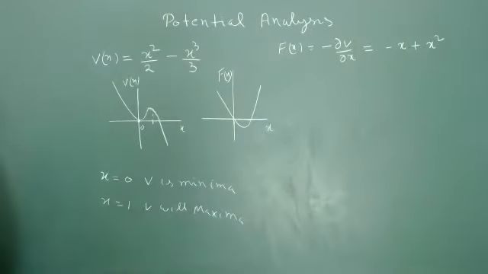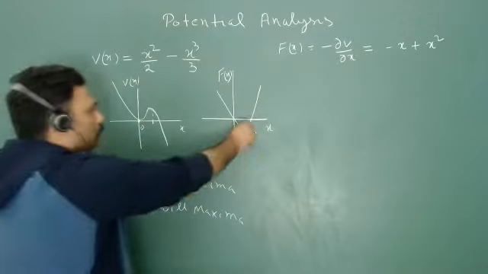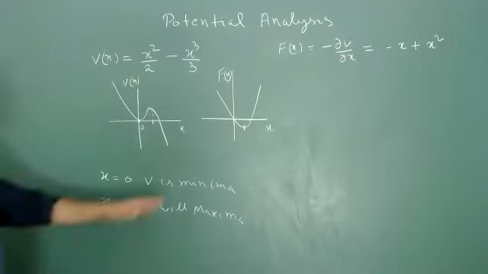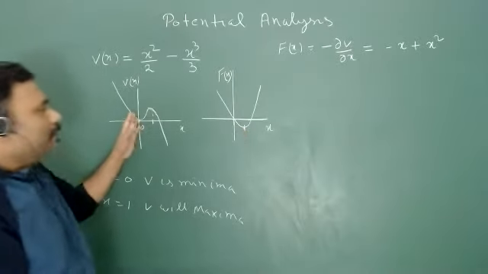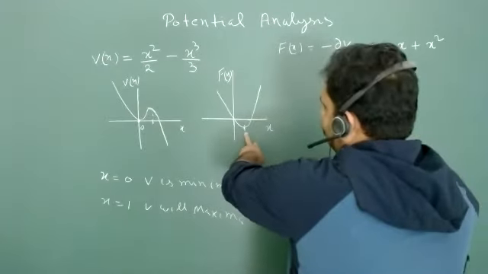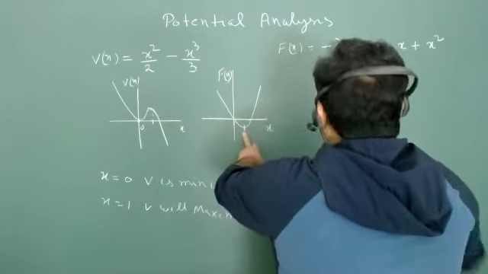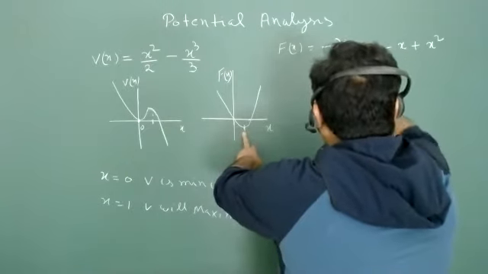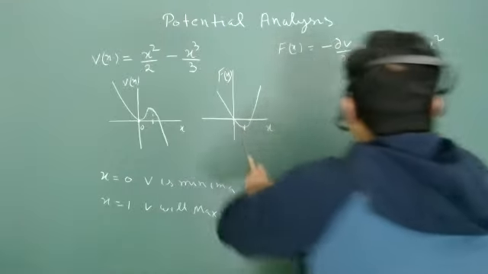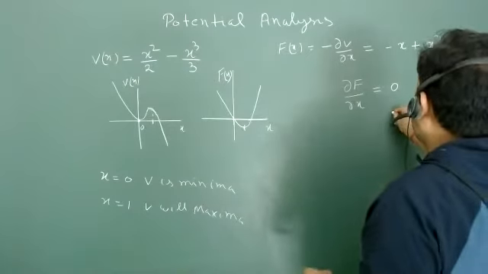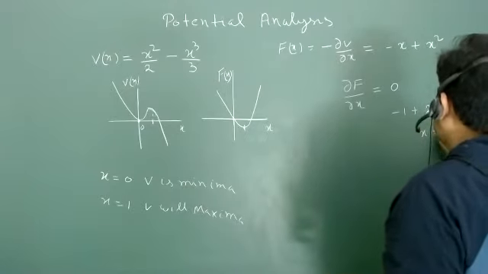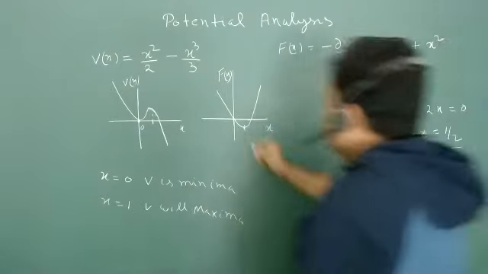Okay, so now what will be the point where the force is minimum? What will be this point? Stable equilibrium point? No, the force is minimum. The potential is not minimum. I am just talking about the force being minimum. This is an entirely different point. What will be the point where the force is minimum? You can just take del F upon del x equal to 0, and calculate minus 1 plus 2x equal to 0. So x is equal to 1 by 2, isn't it? So this point is 1 by 2.